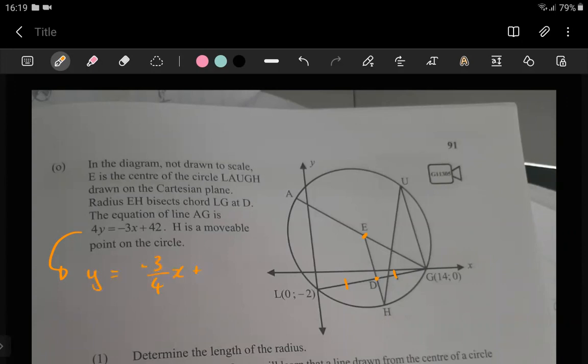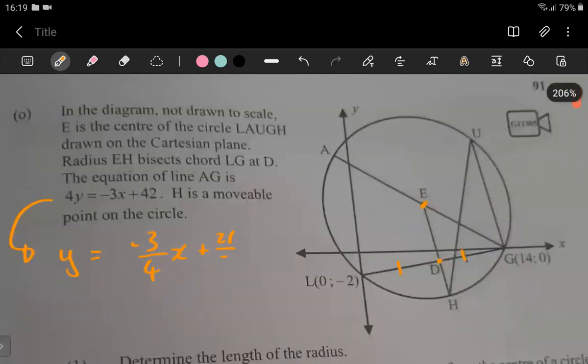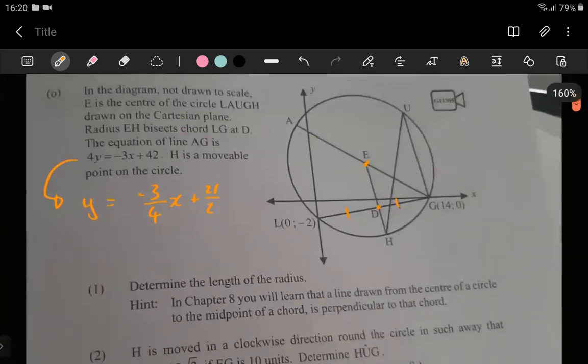42 over 4. Let's see if the calculator can give us something simpler to look at. Or is it going to give us a fraction? Oh, it is going to give us a fraction. But at least a simpler fraction. It's like 10 and a half. So 10 and a half, what does that give us? It's 21 over 2. Might as well put 21 over 2. Okay, fine. Let's see what they want us to do now.